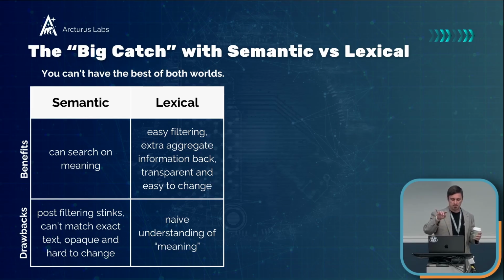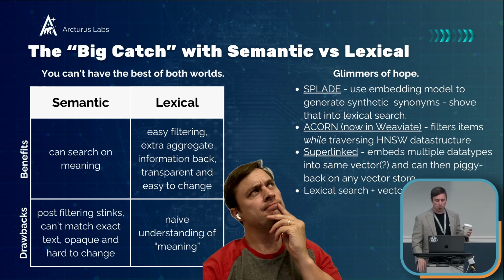But the drawbacks for both of these are kind of the inverse. Semantic is not great on filtering, can't do any of these extra tricks. Lexical, it's searching based on meaning, but it's a naive, bag of words style meaning. So there are glimmers of hope about combining the best of both worlds, which I won't get into today for sake of time. But it's still kind of, in my opinion, something that needs a lot more research.